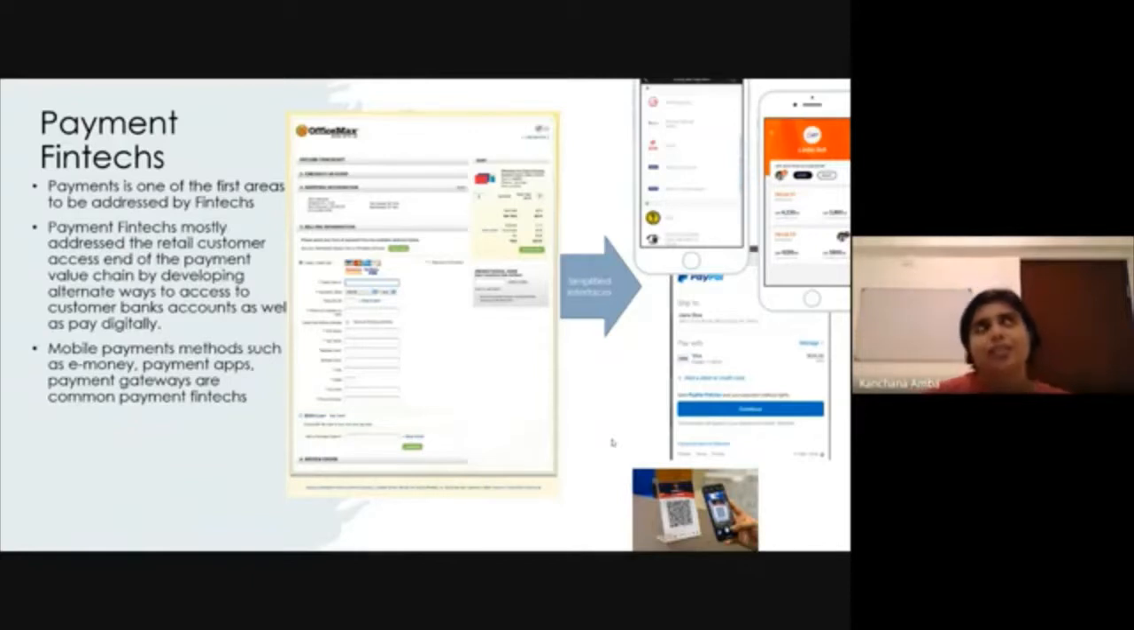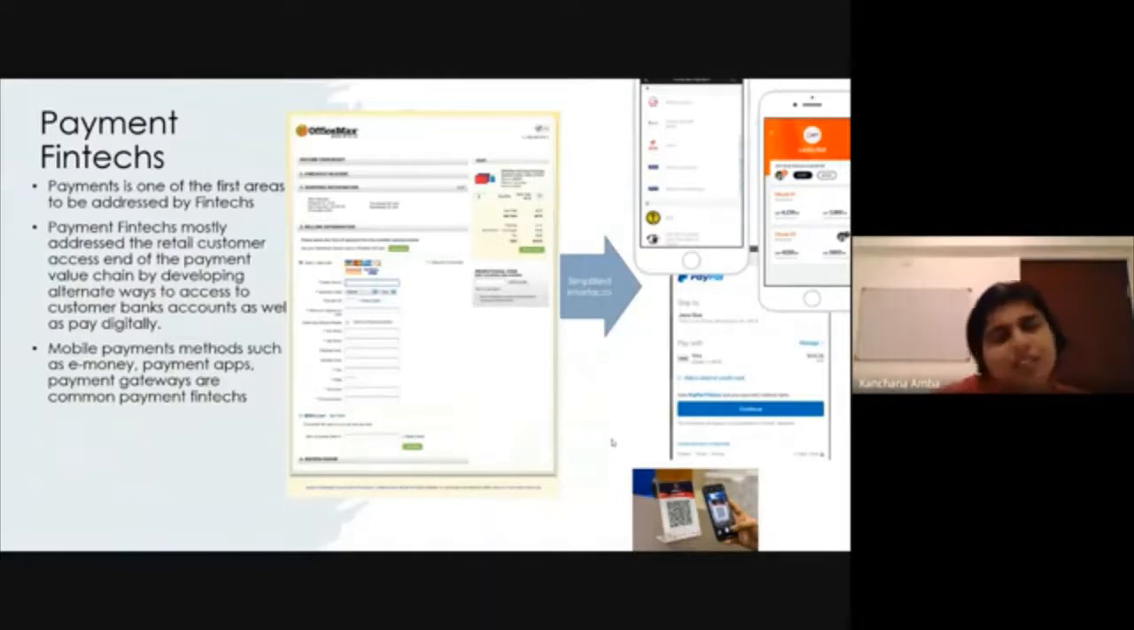So paying was an issue. It's not something limited to Sri Lanka. It was a global issue, right? Because Sri Lankan technologies replicate UK and those countries' infrastructures, as we studied previously. So our problems are pretty similar. We didn't have an unbanked issue like in Kenya or in India, but we definitely had the issue of the retail customers being ignored, like in many other countries. So that's why things like PayPal came about, right? Payment fintechs mostly address the retail customer, the access end, right? How to access their money. So alternative ways of accessing their money. And mobile payment methods such as e-money, payment apps, and payment gateways all became very, very common.